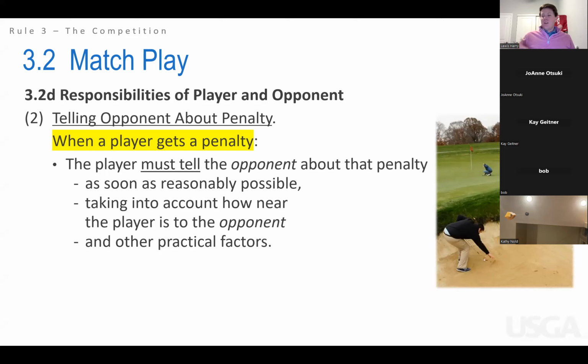Or sometimes we might not be able to tell them until we get up to the green. But there's some times where our opponent might be 100 yards away. We're just going to tell them as soon as possible about that penalty.